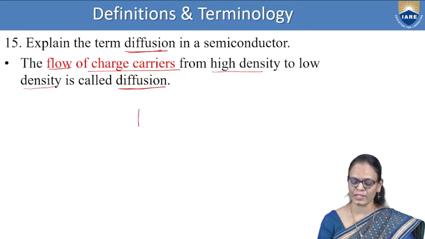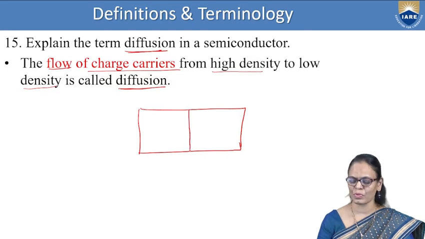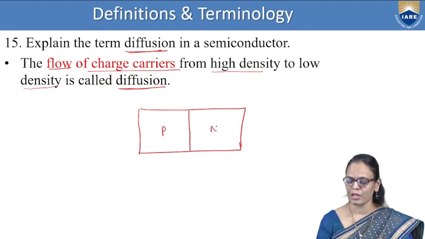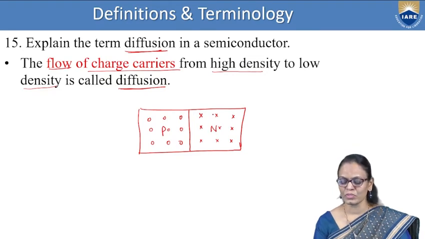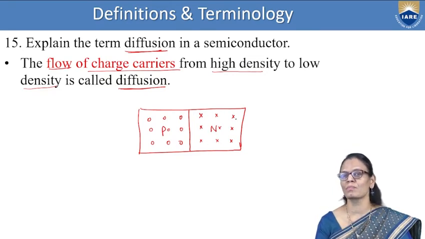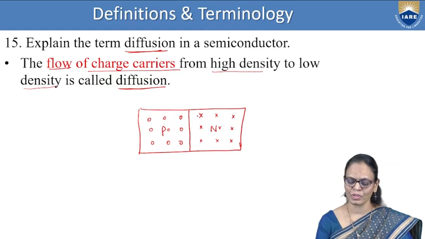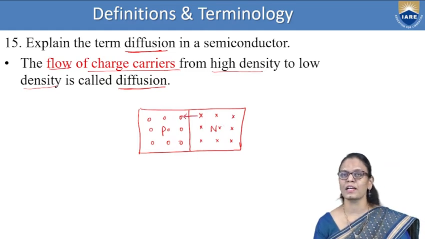So again we take the example of the PN junction diode which we have seen just now. In p-type, the majority carriers are the holes. And in the n side, the majority carriers are the electrons. The crosses represent the electrons and the circles represent the holes. Now, the density of electrons is more on the n side, so they will move to the lower density side.